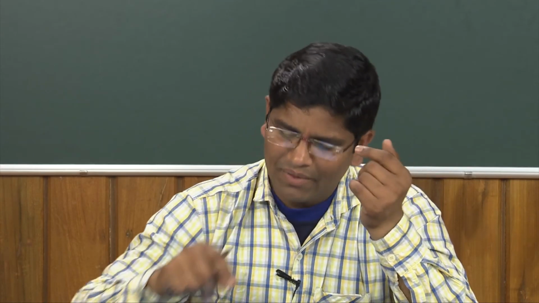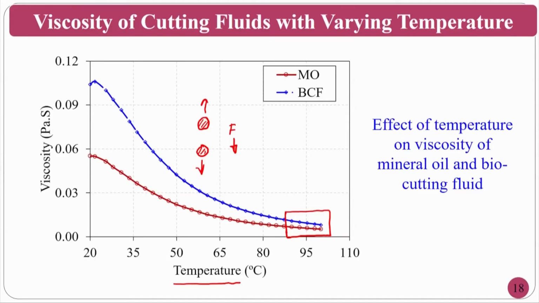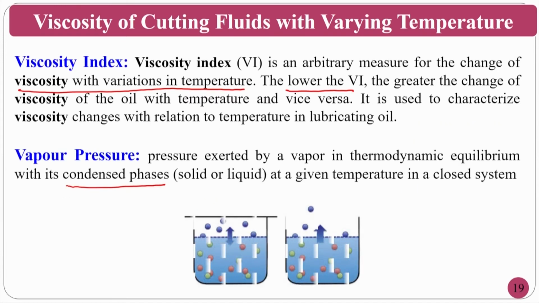So, if you have seen the previous slide on the variation of viscosity with respect to temperature, the viscosity change is very high for the BCF. That means it is coming from this particular value to this particular value. That means it has the ability to easily exert certain pressure in the machining region, exclusively on the chip.